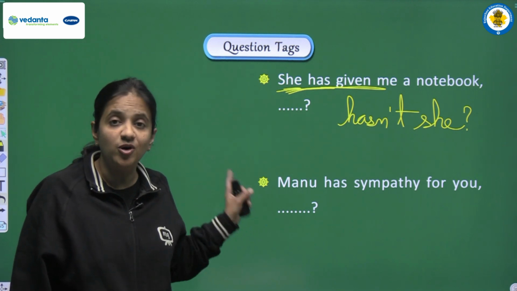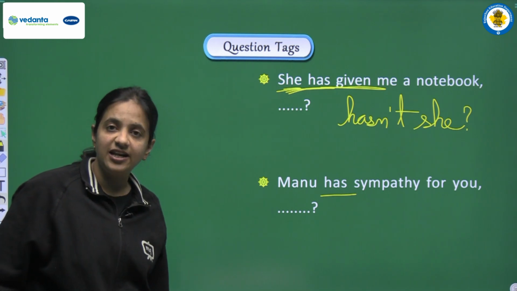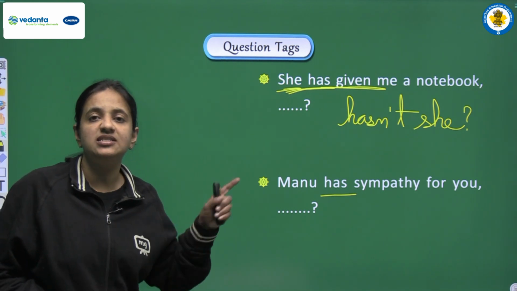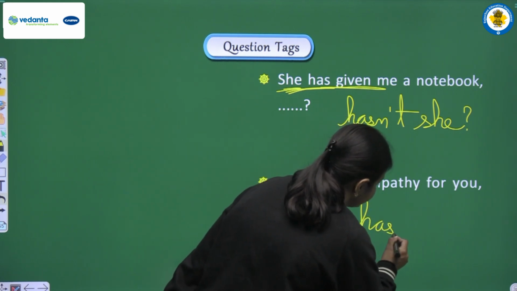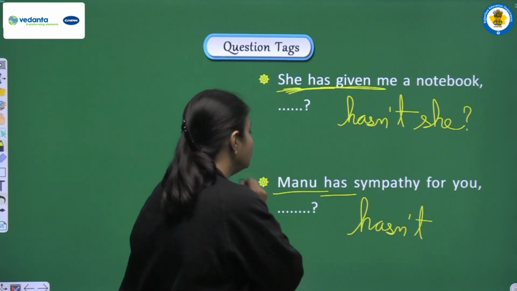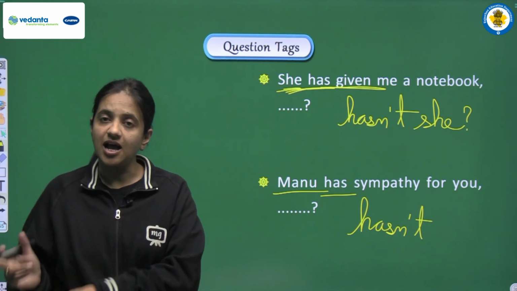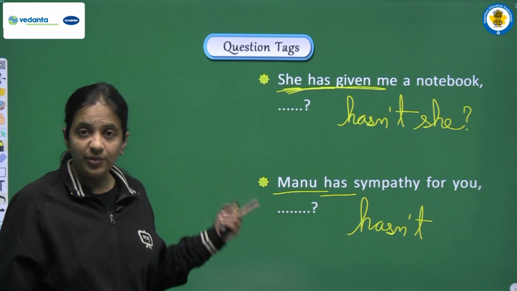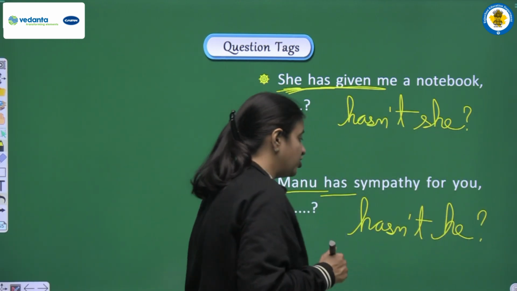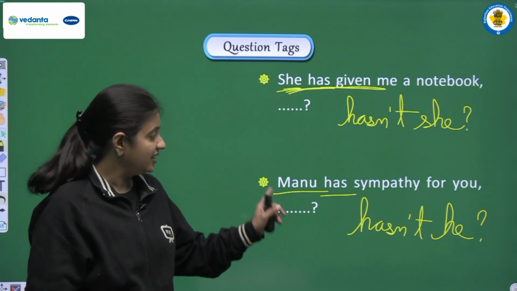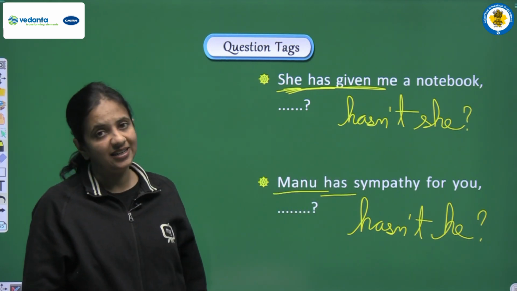Okay. Next is Manu has sympathy for you. Again we are having a positive statement, so the question tag will be negative. Has is there in the statement as the auxiliary verb. We will use the same auxiliary. So has plus not, again it will be hasn't. Now we are having Manu, that is a noun as the subject. Again we have to replace this noun with the pronoun. So for Manu, I am writing here he as a pronoun. So the question tag will be hasn't he, and the complete sentence will be Manu has sympathy for you, hasn't he?